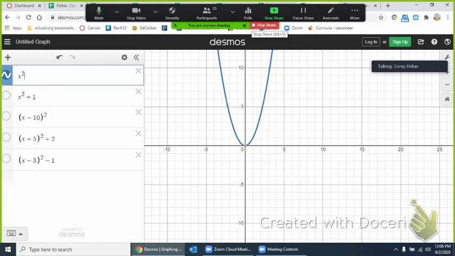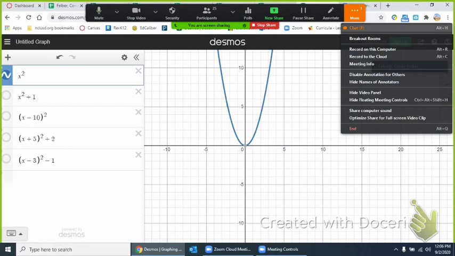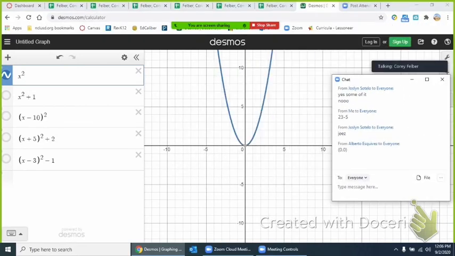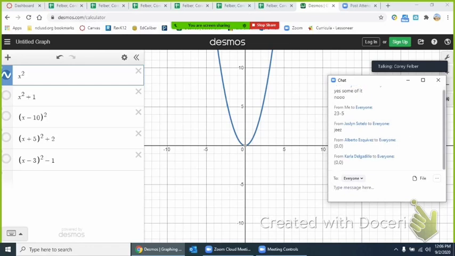Okay, so for this specific graph right here, the vertex would be this point here. Now remember, a vertex is a point, so we need to have an x and a y. So what is the x and the y that goes with that point right there, that purple dot? Or in other words, how would we label that dot? Good. Does that make sense, what Alberto said?